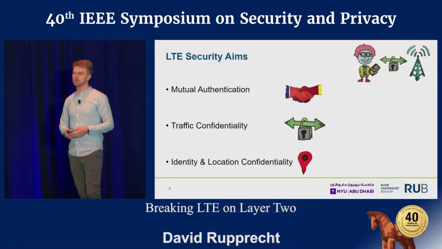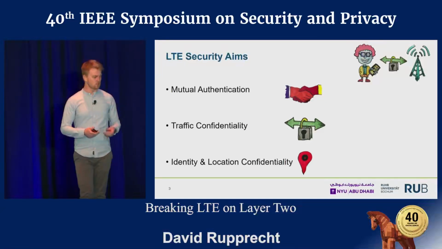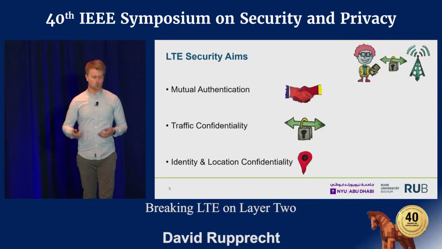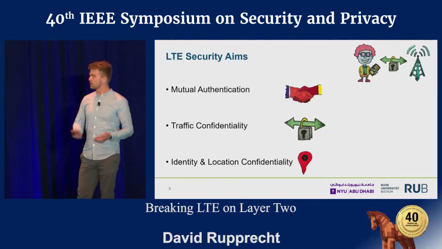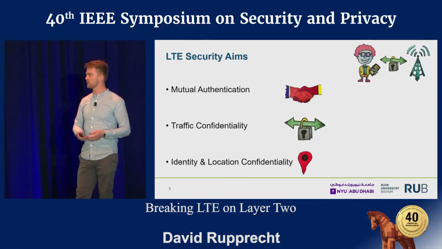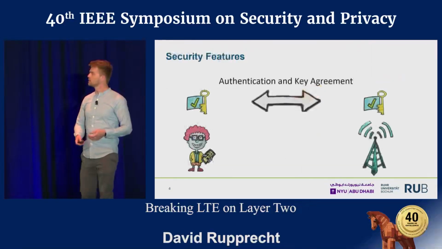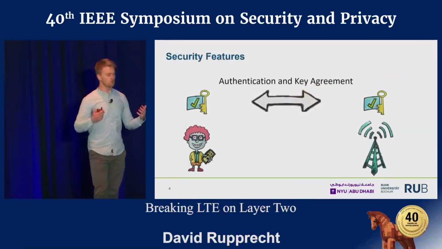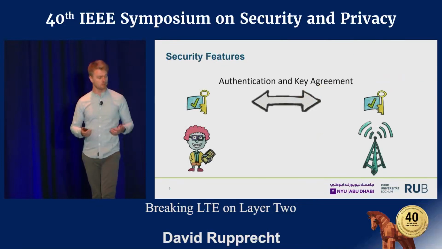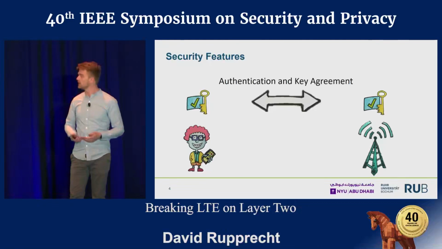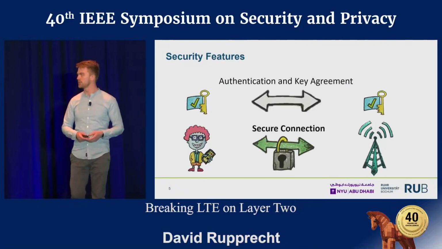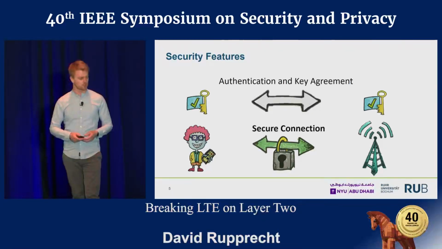LTE has some standard security aims, like mutual authentication between your phone and the network, traffic confidentiality that secures the connection or does encryption, and some special aims like identity and location confidentiality. To reach the security aims, we first have the initial authentication and key agreement protocol that establishes mutual authentication between your phone and the network, and also a common key. This common key is used for ongoing security measures and secures the connection.